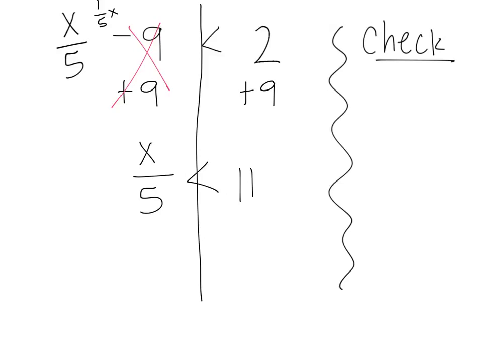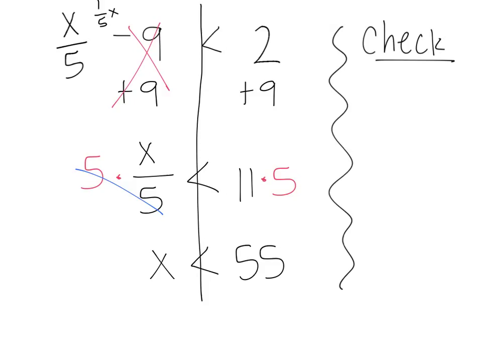Now remember to undo division. So we've dealt with multiplication. To undo division, remember it looks like this fraction right here. We're going to multiply by 5. And we're going to multiply by 5 on the other side as well. The two 5's cancel each other out, which is exactly what I want. X is less than, bring down that inequality symbol, 11 times 5 is 55.